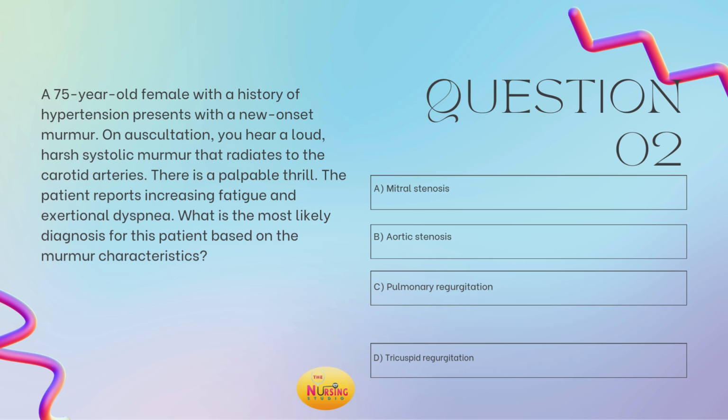All right, so stem the question here. What is the most likely diagnosis for this patient based on the murmur characteristics? So we're diagnosing the murmur on this one, right? Just like I tell y'all with any other diagnosis style question, you got to run it back and look at those assessment findings. So we have a 75-year-old female with a history of hypertension and a new onset murmur. On auscultation, you hear a loud, harsh, systolic murmur that radiates to the carotid arteries.